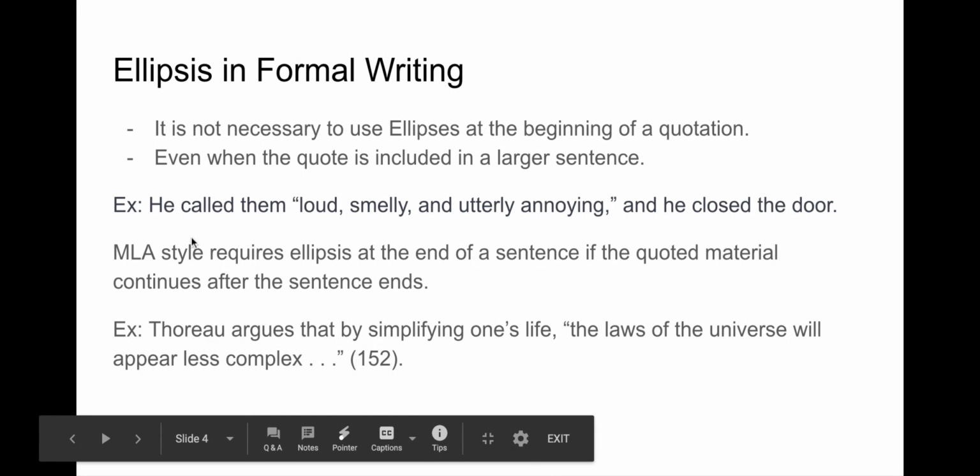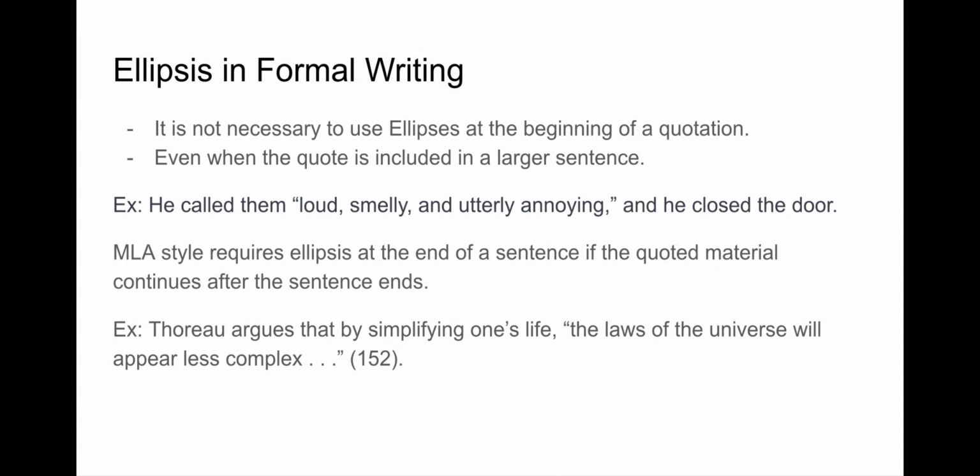For this example right here, he called them loud, smelling, utterly annoying as he closed the door. With this example, it's likely that the he that they're talking about in this sentence had been meeting with the people and talking to them before he called them loud, smelling, utterly annoying. It would be kind of random and silly, as if some guy in the room was just being silent and all of a sudden called everybody loud, smelling, utterly annoying, and walked out without saying anything else. So in this example, we can see that the most important part of the quote is the loud, smelling, utterly annoying. We don't need to know what came before or after that to understand the use of this quote in this context.